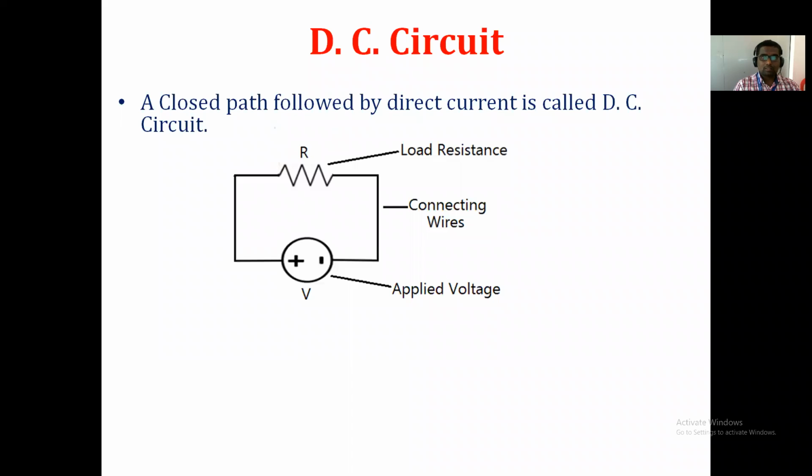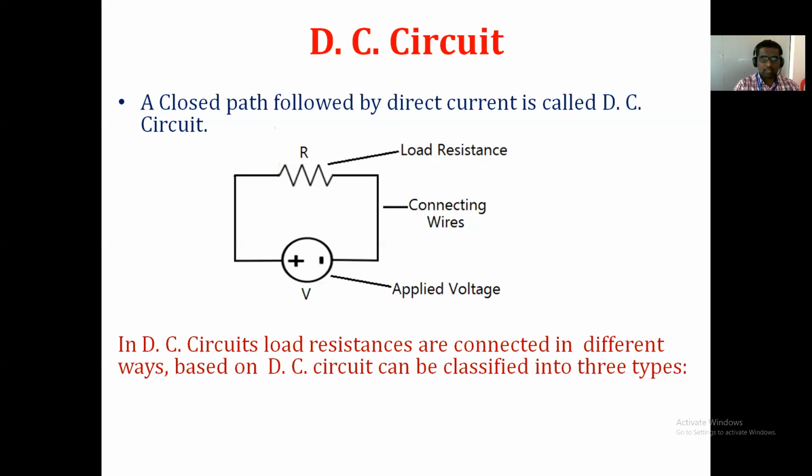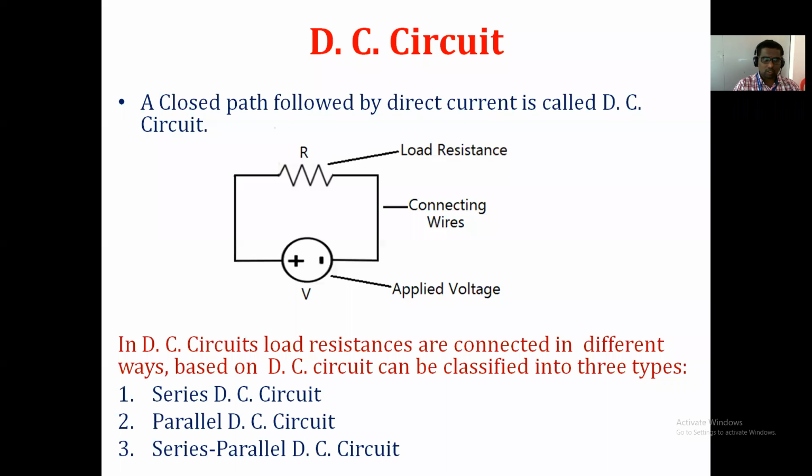Based on that, the DC circuits are classified into three types. Once again, I will repeat my sentence. If more than one resistance is present, then how these resistances are connected to one another in the DC circuit? Based on that, the DC circuits are classified into three types. Number one, series DC circuit. Number two, parallel DC circuit. And number three, series parallel DC circuit.